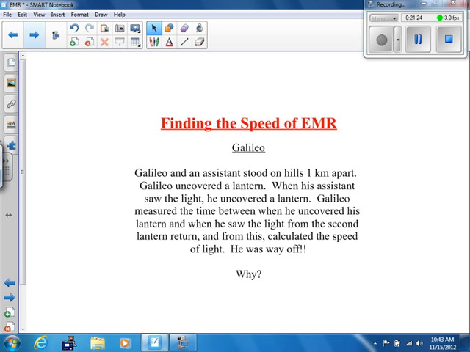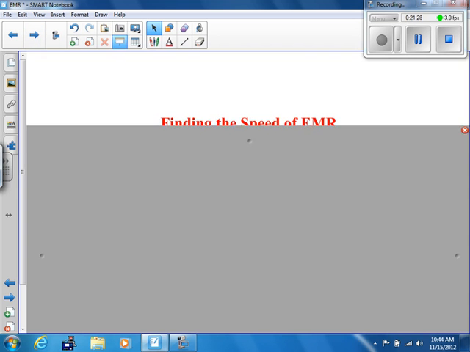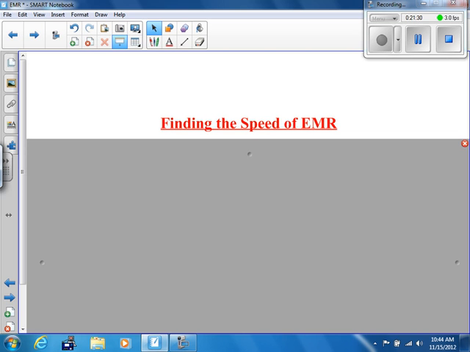Let's look at the speed of electromagnetic radiation. We said yesterday that the speed of EMR is 3 times 10 to the 8 meters per second. We know that it's around 3.0 times 10 to the 8 meters per second in a vacuum. How do we know that? Let's go back a few centuries to a guy named Galileo. Everybody's heard of Galileo, right? Everybody knows Galileo.